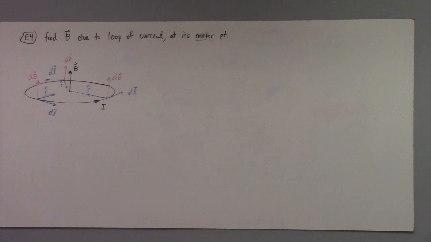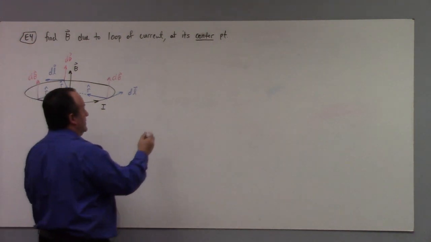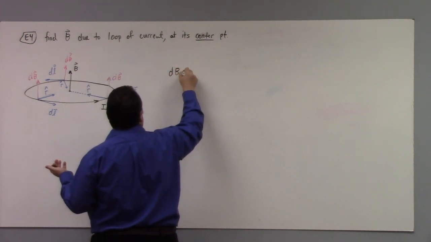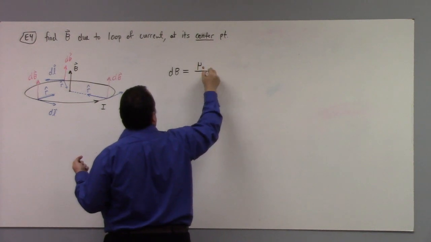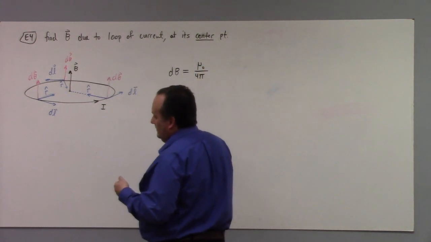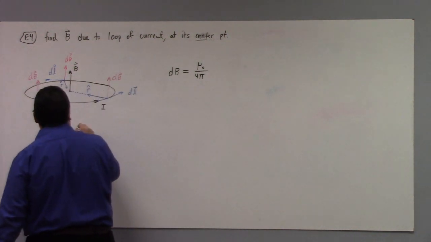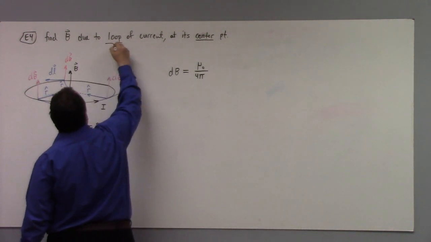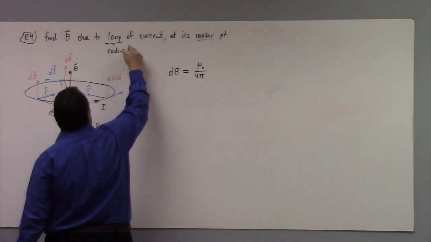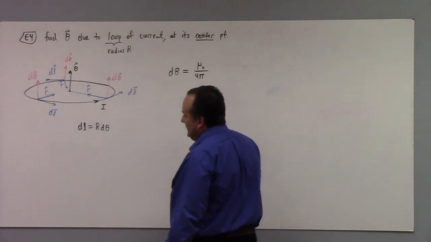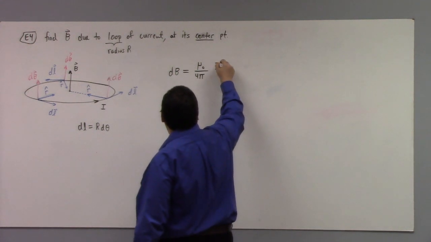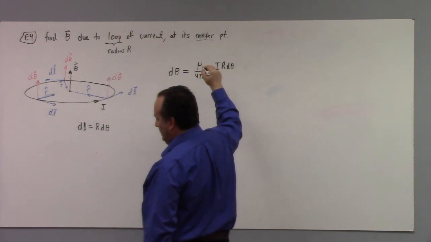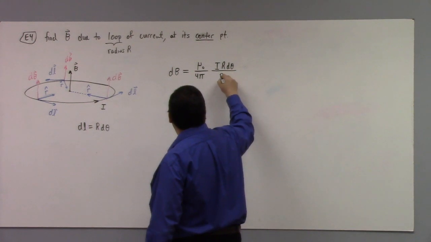So what's the formula in this particular instance? I'm just going to focus on the magnitude because we know that it's going up. So dB is equal to mu naught over 4 pi. Now what's my dL? dL we can write as r d theta. I guess I should have told you the radius of the loop. That probably matters. So dL is r d theta, so I've got I r d theta, and then r hat is a unit vector, that doesn't matter, divided by r squared.